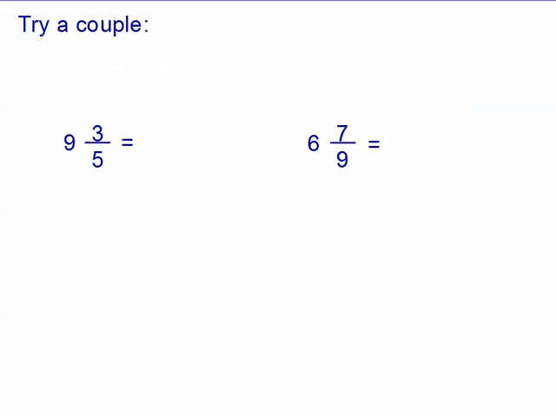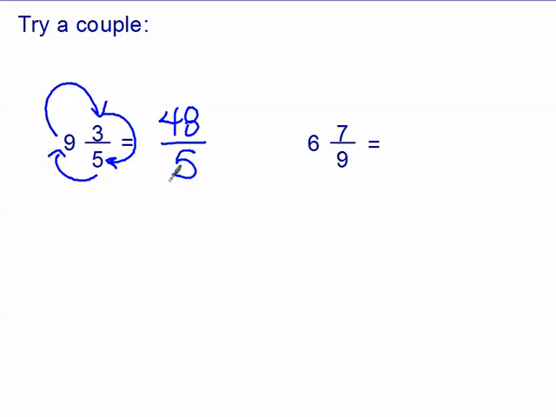So let's see if we can do a couple of them. In this first one, it says 9 and 3/5. We're going to take the 5 and multiply it by the 9 to get 45. You take the 45 and add 3 to that, which gives us 48. We write that down as our numerator, and then we put the 5 back as our denominator, which is the finish of the popcorn.